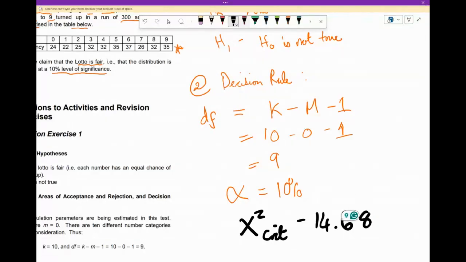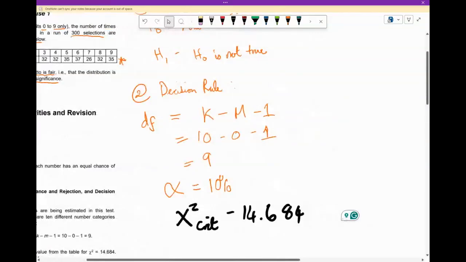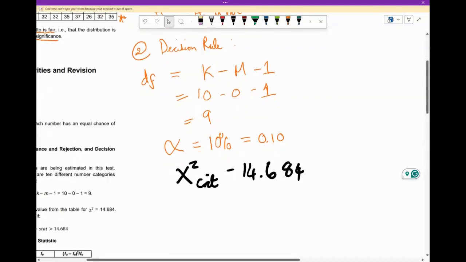And then please don't go and look at a different table also. So this is what I was doing yesterday. Maybe I should also do it today. It's the same as 0.1. Okay, right. So now we have that.